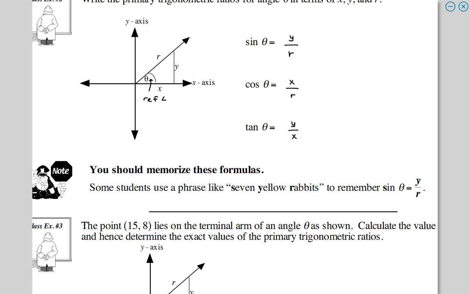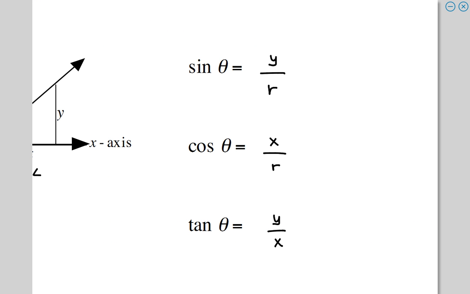Yeah, I'm mentioning this thing about memorizing. What I always memorize is sine goes with y, cos goes with x. And we all know sine and cos goes with hyp, so that's the r. Okay, so that's what I always memorize.